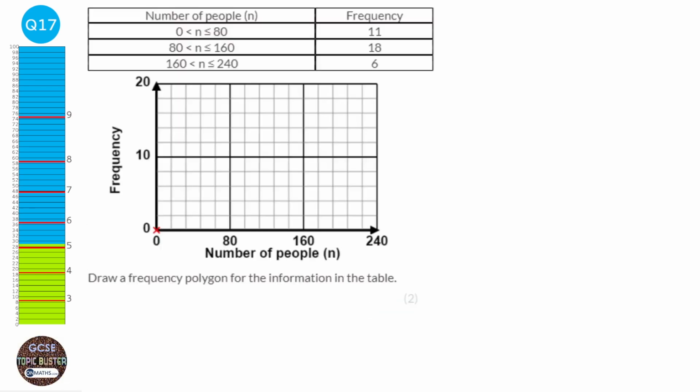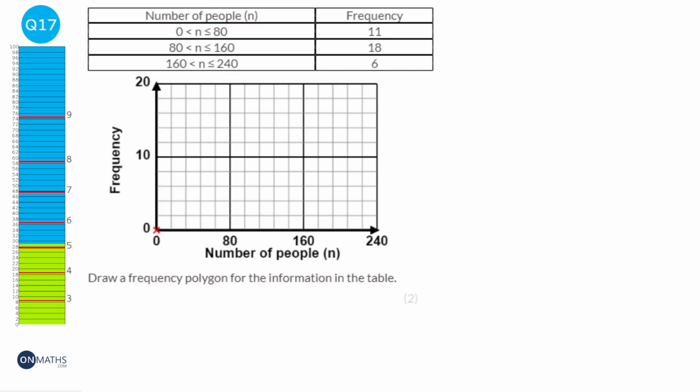A frequency polygon is like a line graph. In fact, it's a type of line graph, but it is when you have the data in a group. So we've got the data here as a group of 0 to 80. So there are 11 at 0 to 80, and then 18 at 80 to 160, and 6 at 160 to 240. Now, where am I going to plot this?